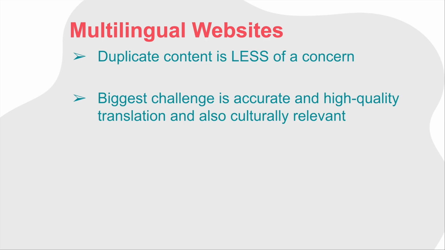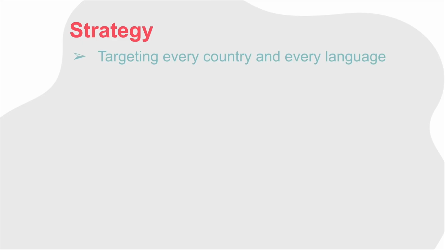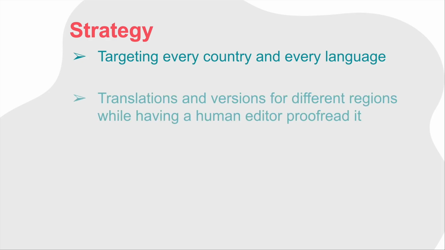So now that we've covered multilingual, multinational websites, let's look at a strategy for what you might do if you have your own website, because the broadest strategy, right? Let's say you want to target every country in every language, what to do? So you do need to allocate resources, one, to buy some sort of automatic translation software, and two, to hire a human translator or at least a proofreader. So what to do in that case? You would need to have auto-generated translations and versions of your pages for every region that you are targeting in every language, while over time simply having the human editor proofread it.